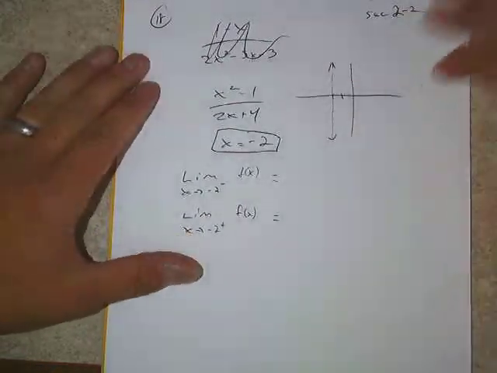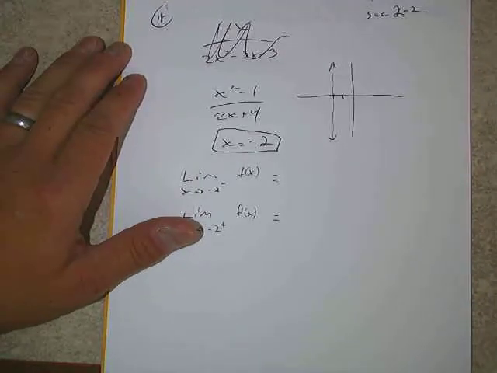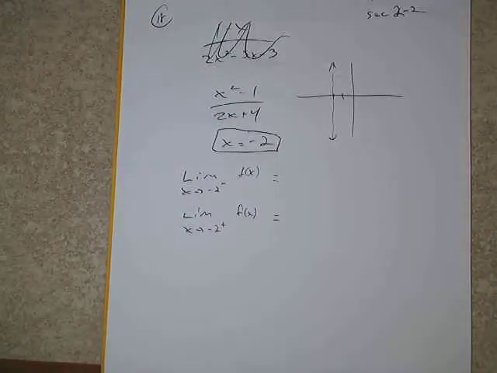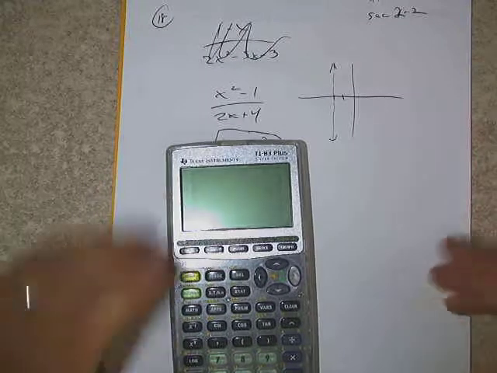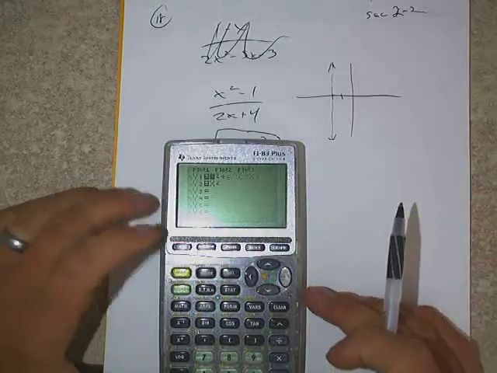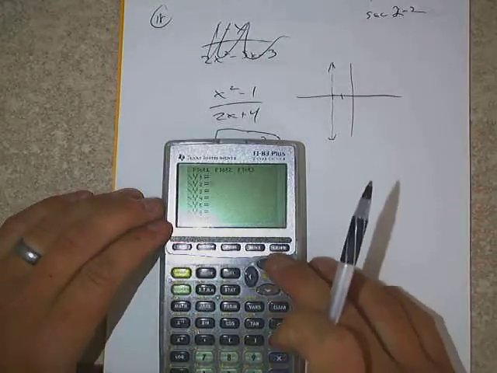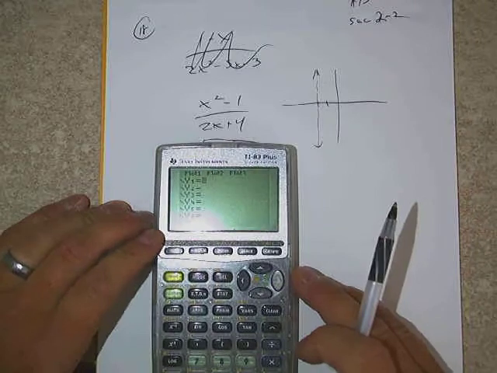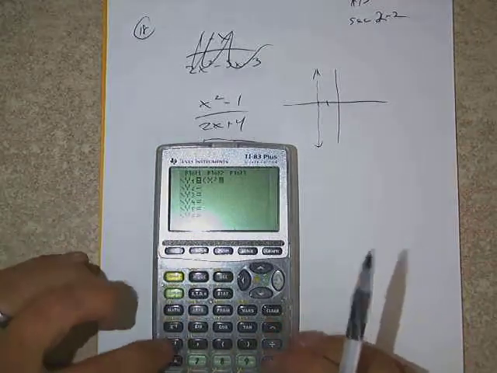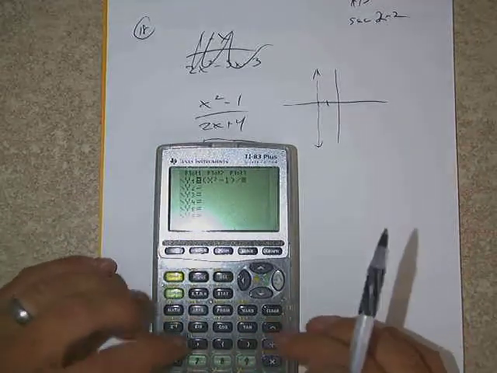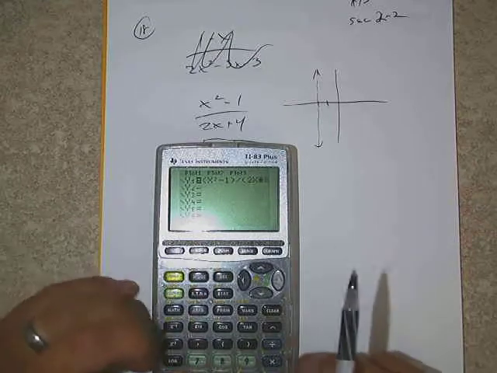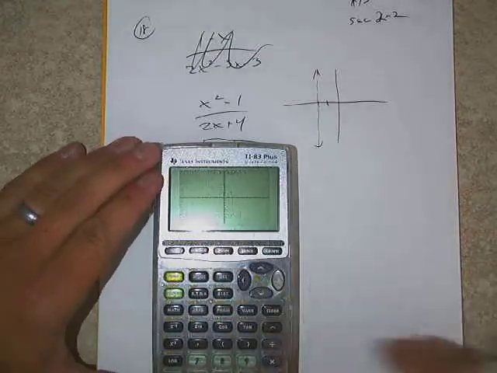We're allowed to use a calculator on this problem, so we could use a calculator and draw the graph, and we could see what the behavior is, okay? And then pick off whether it is going up or down as we approach from the directions stated. So let's see what we got. We got x squared minus 1 over 2x plus 4.